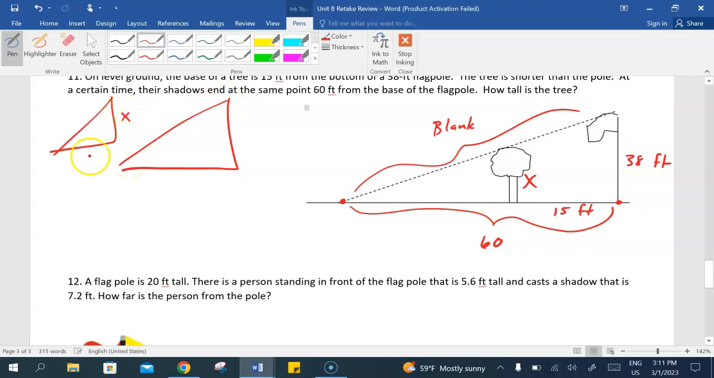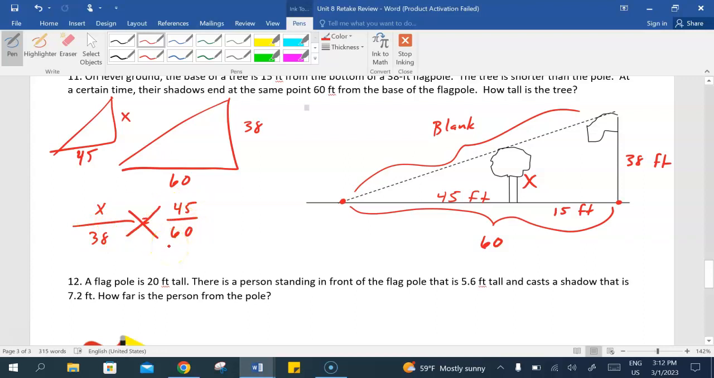Okay, so I have x, and I don't know this distance, but I know that the whole thing is 60, and this part on the right is 15, so this has to be 45 feet, because the entire thing is 60. So this is 60, this is 38. Now you're just matching them up like we were doing before. So x goes with 38, 45 goes with 60.